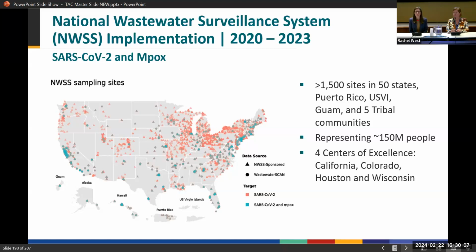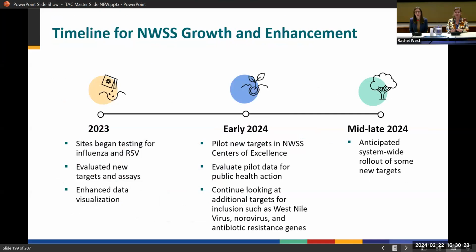And through that, we have our 4 centers of excellence in California, Colorado, Houston, and Wisconsin, which provide regional guidance to our jurisdictions, but also guidance back to us of successes and obstacles so that we can better adapt.